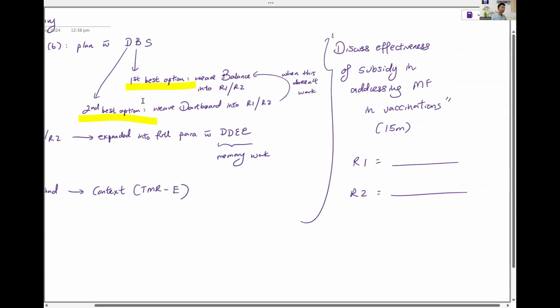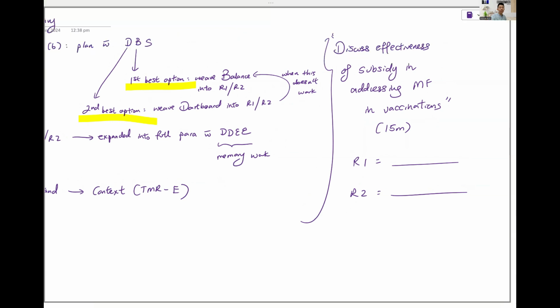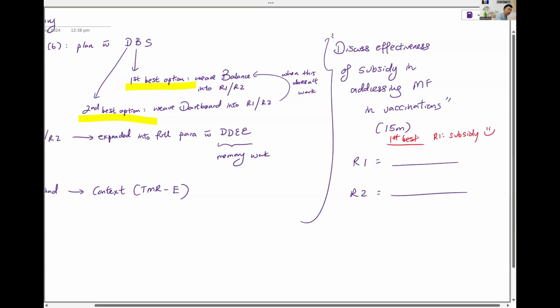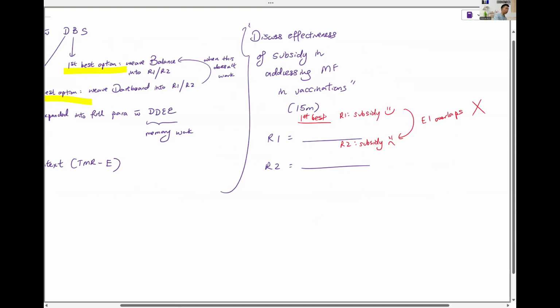If you chose the first one, what's your R1? If you had taken this, okay, first best, my R1 is subsidy is effective. My R2 is that the subsidy is not effective. And I don't know what to write for my E1 because E1 overlaps with R2. So we don't do that, okay? That's why you do the second best.